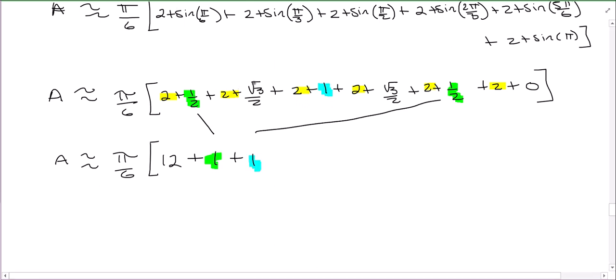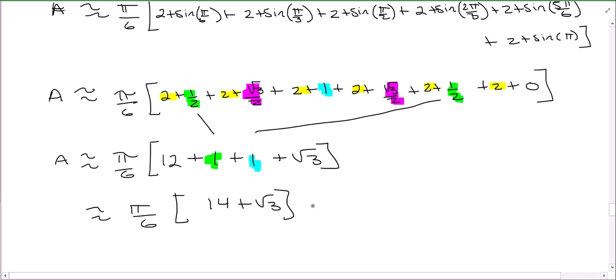And then we have root 3 over 2 plus root 3 over 2. So we can say that is 2 root 3 over 2, which then will just be root 3. And so this becomes pi over 6 times, what's that, 14 plus root 3. And you can put this on a calculator and get the decimal answer. Which when we put it in our calculator, I got 8.237.